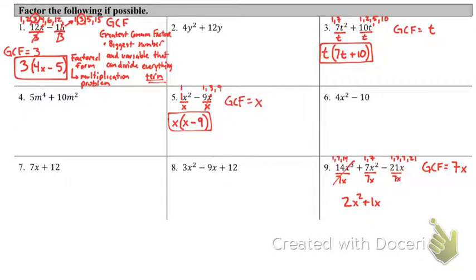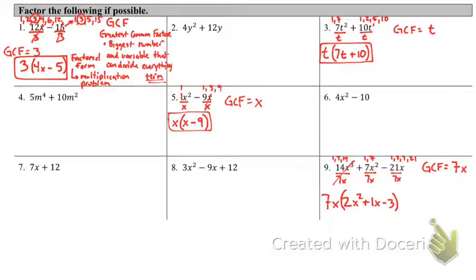Negative 21 divided by 7, that's negative 3. And here the x's cancel each other out. So this goes in parentheses, and we're going to turn it into multiplication by multiplying by our GCF in front. Okay, that's GCF factoring. Hopefully that's not too bad. It's also explained in the video on Monday.